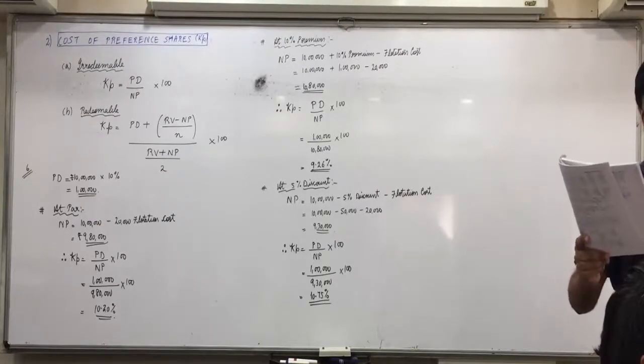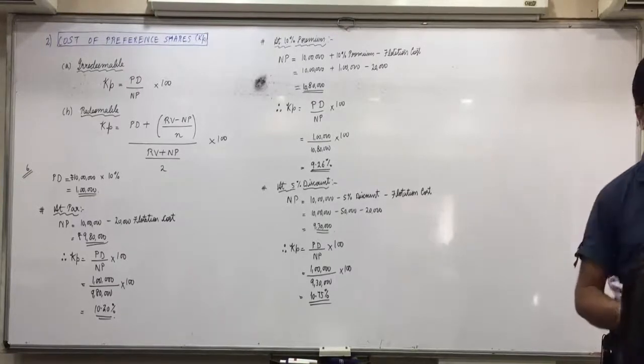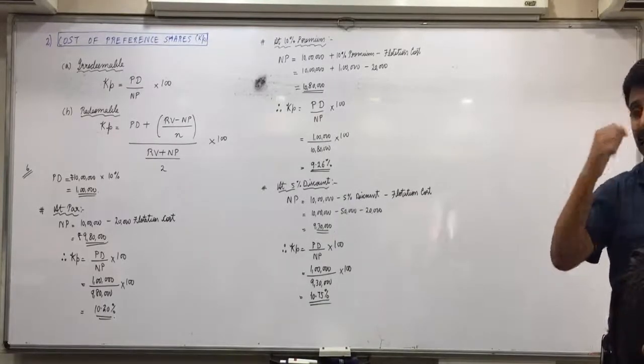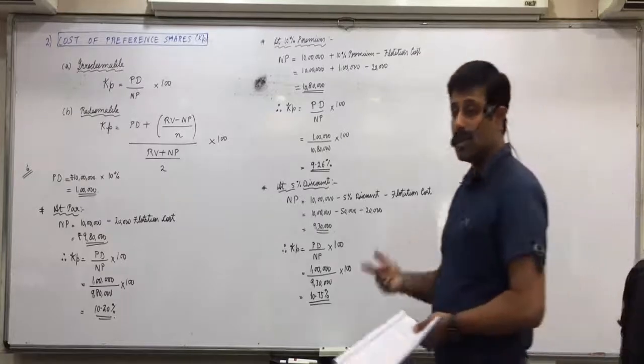Calculate the cost of preference shares. Option A, if they are issued at par. Underline issued at par and above that write NP. From that we will get net proceeds.